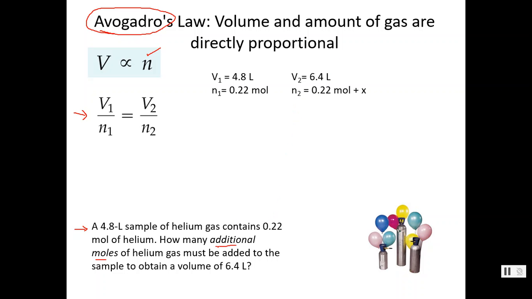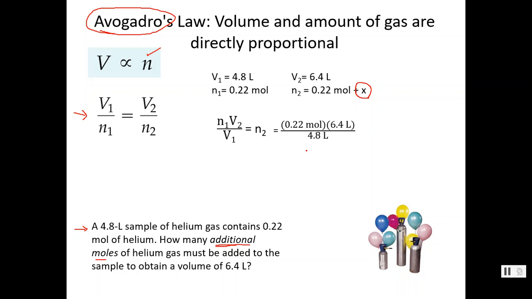But we need to remember that the problem wanted to know how many additional moles we're going to add. So to solve this problem, we're going to solve for N2, but then we need to subtract 0.22 moles from that, because what we're really interested in solving is the additional moles that are added, X. Once we find N2, we subtract 0.22 from it, and that'll give us the amount of additional moles needed. We're going to solve for N2 by cross multiplying and dividing. N2 is going to be equal to N1 times V2 divided by V1.